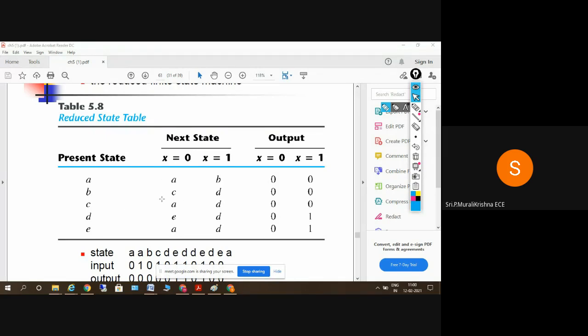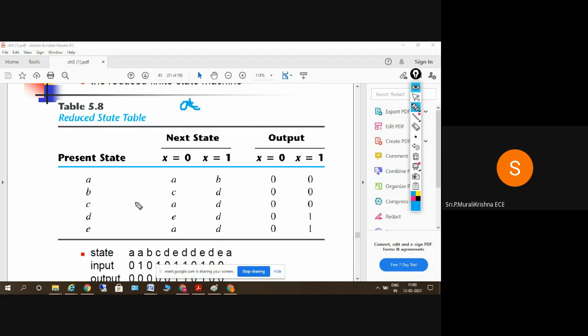So this is the finalized table here. This is the finalized reduced state table. Okay, now we have to draw the state diagram, the reduced state diagram. So the reduced state diagram will be like this. We'll be having A, B, C, D, E, F, right?